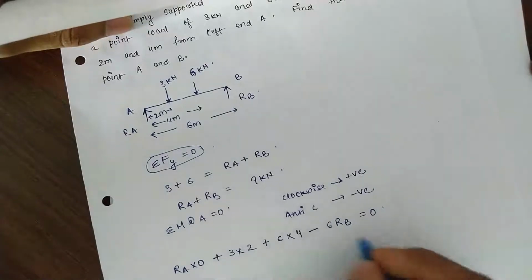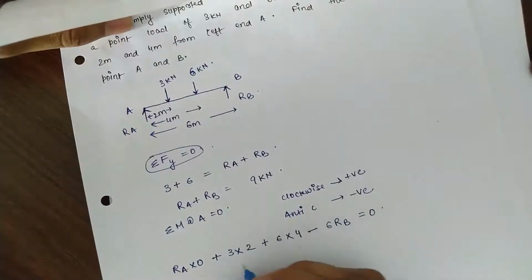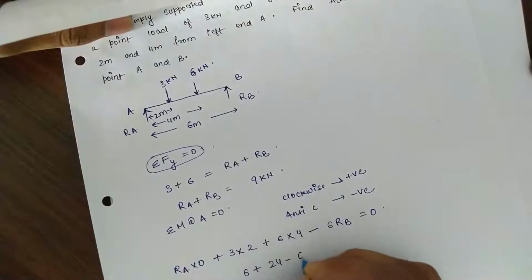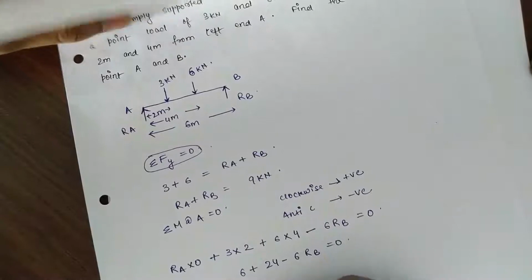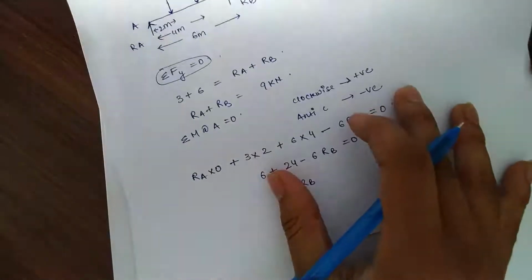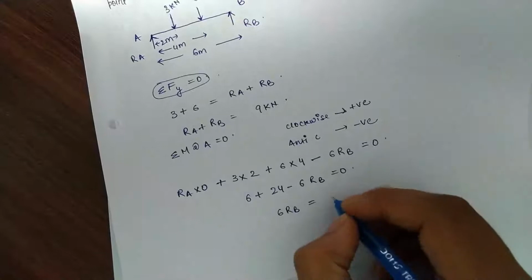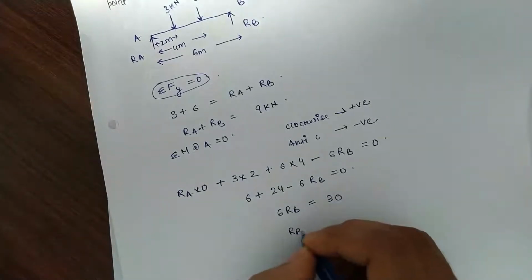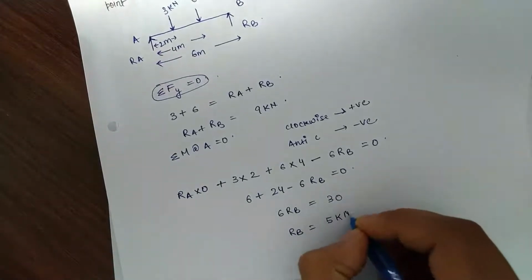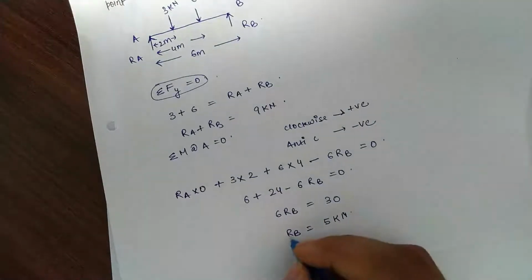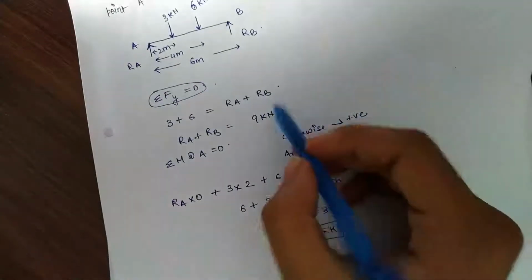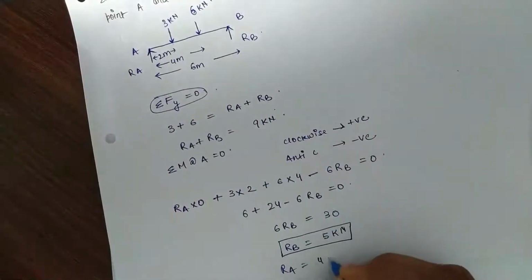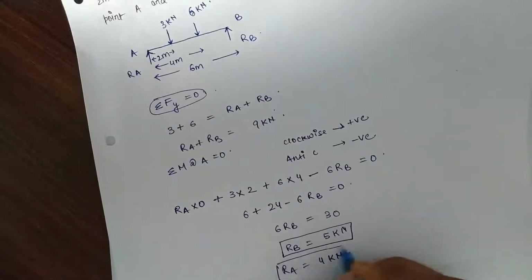Now we can find out the value of Rb here. 6 plus 24 minus 6 Rb equals 0. That means 6 Rb equals 30, Rb equals 5 kN. Now as we have found Rb equal to 5, Ra can be found from here: 4 kN. So these are the two reactions which we found out.